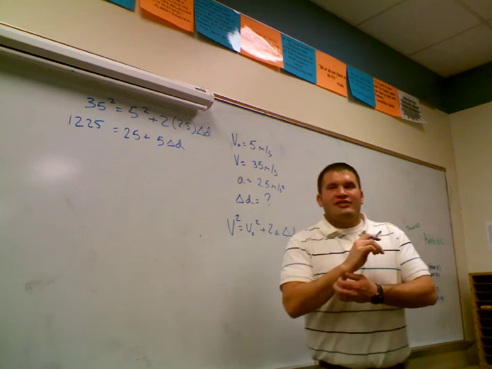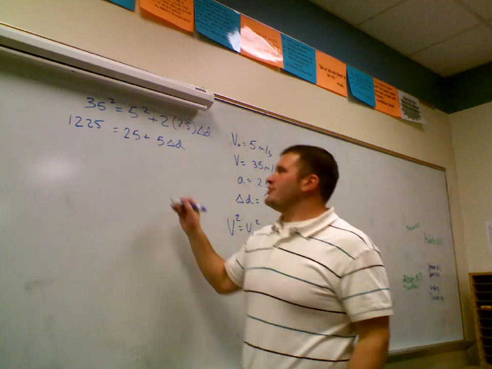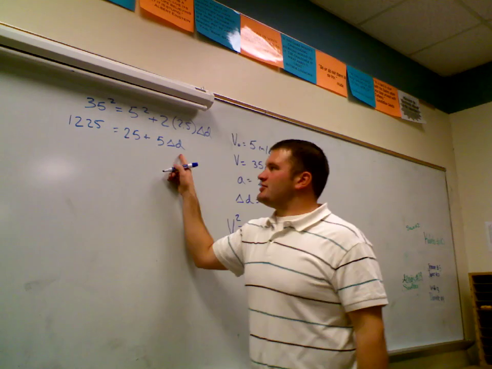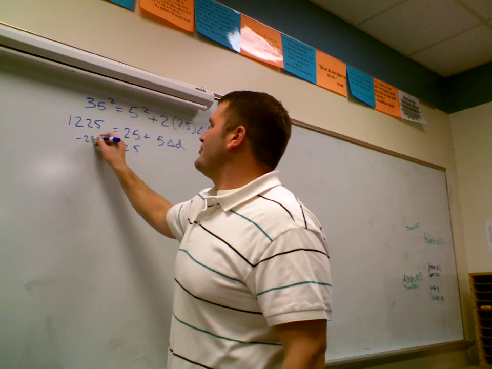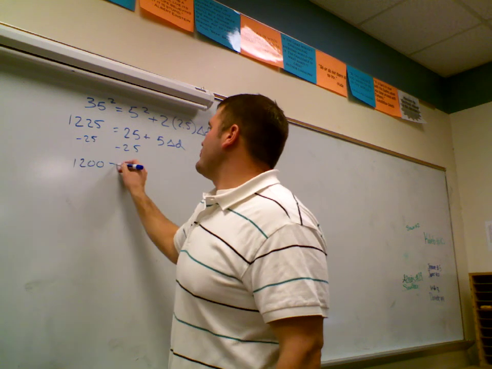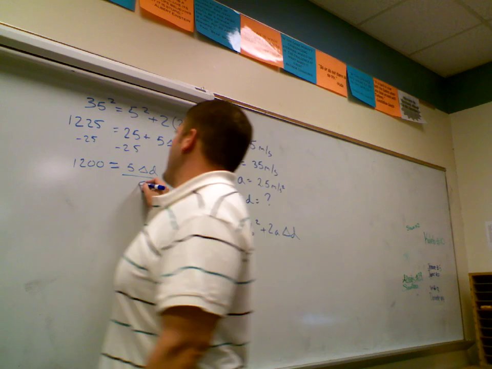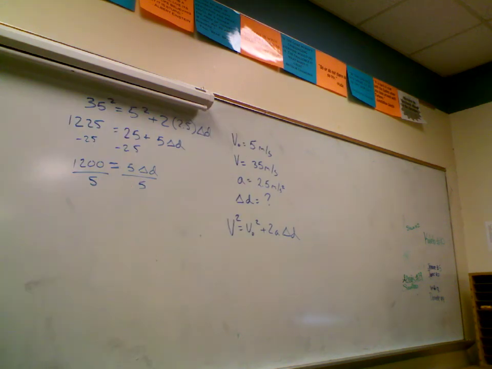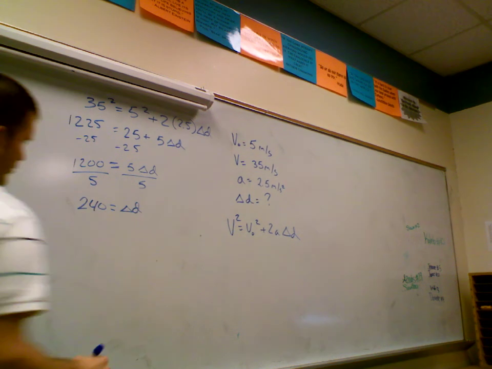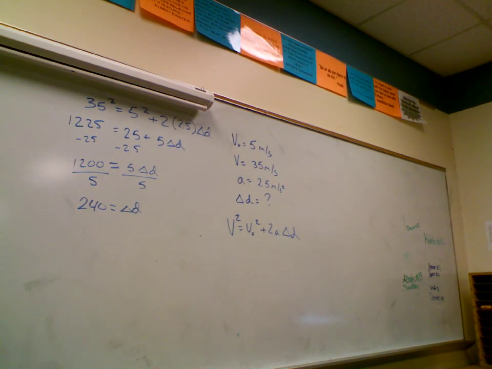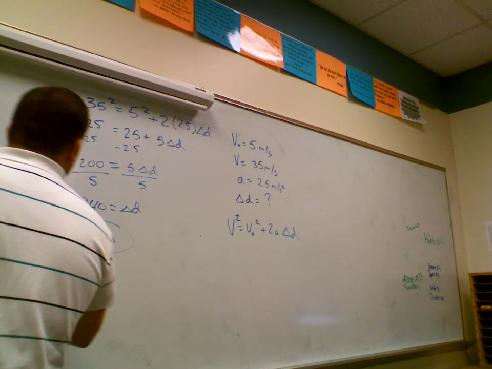Okay. Now what? Add the 25 and 5 together. No, we can't do that because this is a variable. Subtract it. Okay. 1,200 equals 5 delta d. Divided by 5. 240. Do I need to square root it now? No. Probably not. So the on-ramp should be 240 meters long.